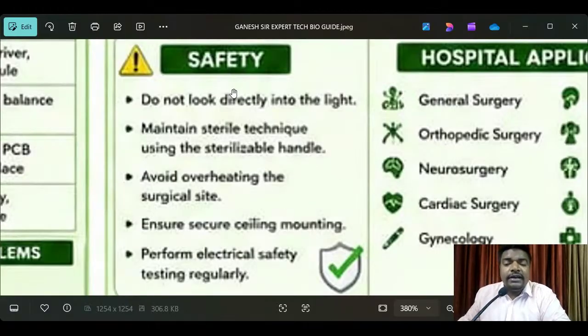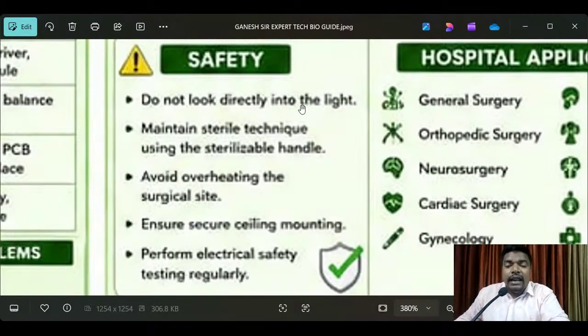Coming to the point, safety, see here. OT light: do not look directly into the light. Please keep this in your mind. After repairing the equipment, don't look at it directly, because of its high intensity, which may affect your eyes. The intensity is 40,000 to 1,60,000 lux, which is needed for focusing and for doing the surgery, very important for the surgeon.